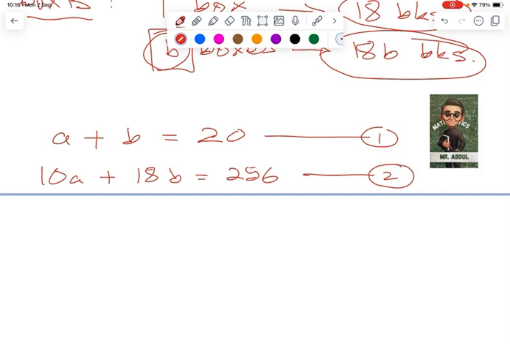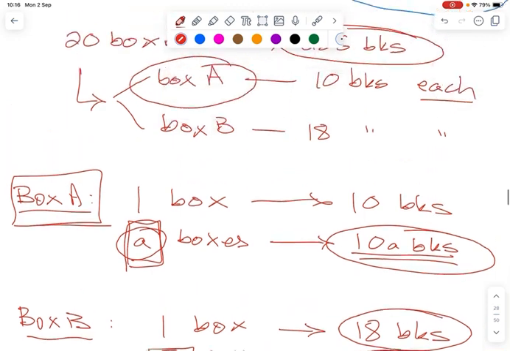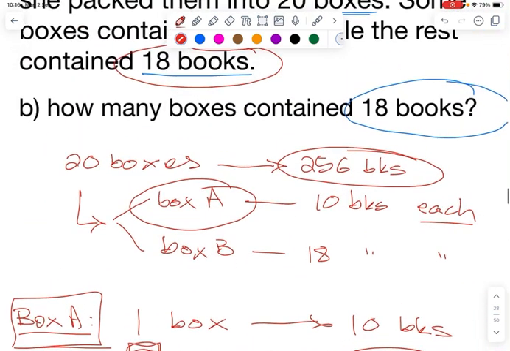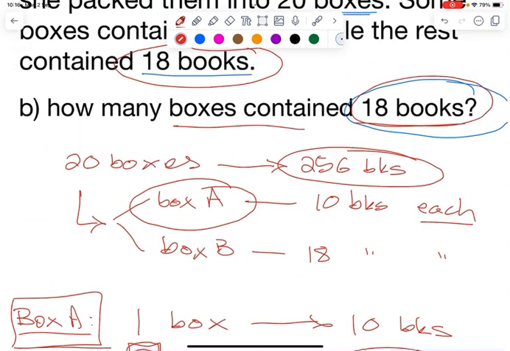Now, you realize that they want us to find the number of boxes that contain 18 books.